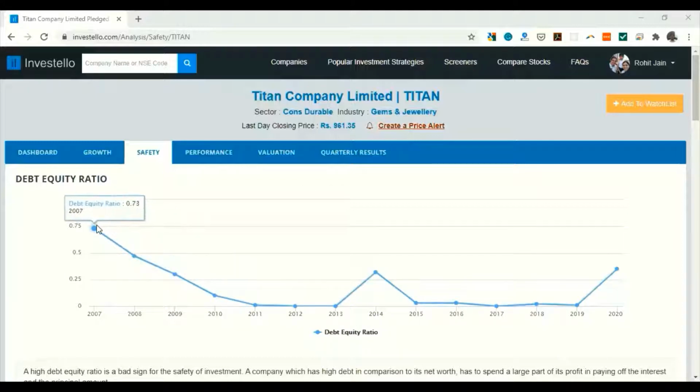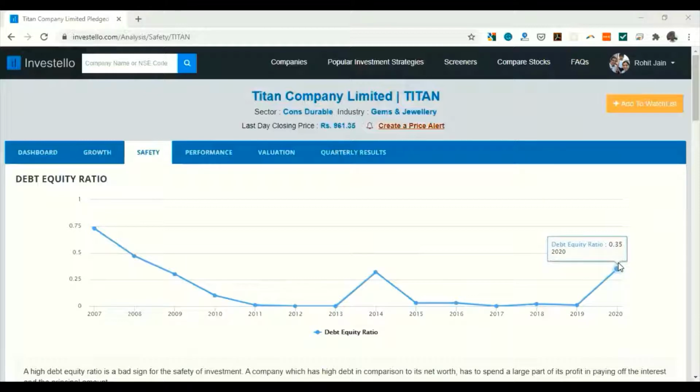As we can see, in 2007, the debt equity ratio of Titan was 0.73. The debt came down steadily and it reached zero in 2011. So the debt really decreased during this period. And for the next 2-3 years, it was stable, and then it increased to 0.32, and then it decreased again, and it has been zero until the last 4-5 years. And recently, in the latest results, the debt equity ratio has increased to 0.35.